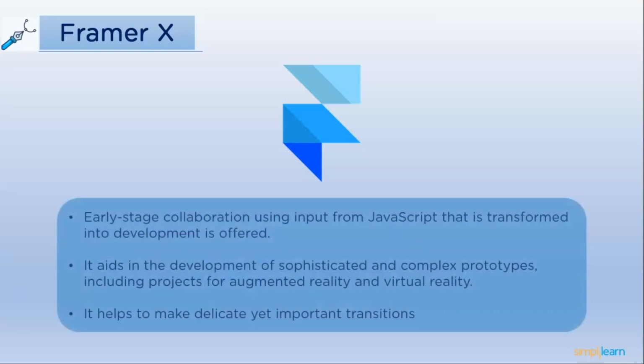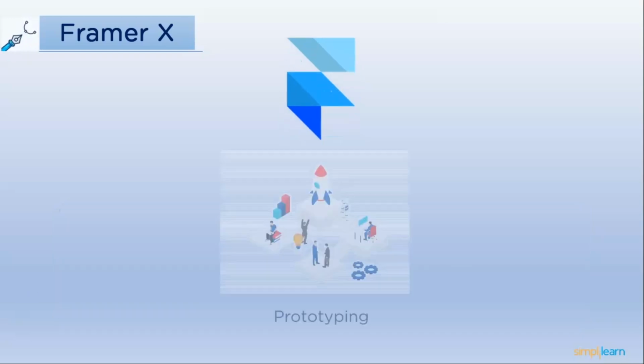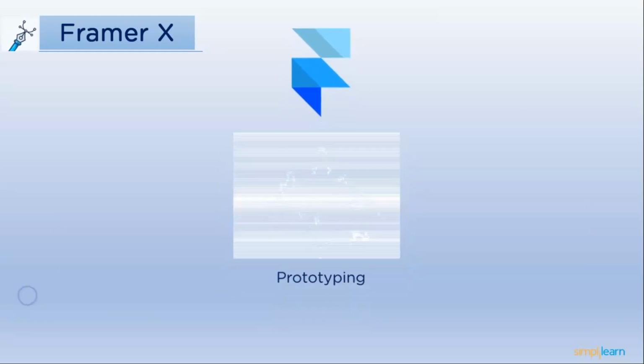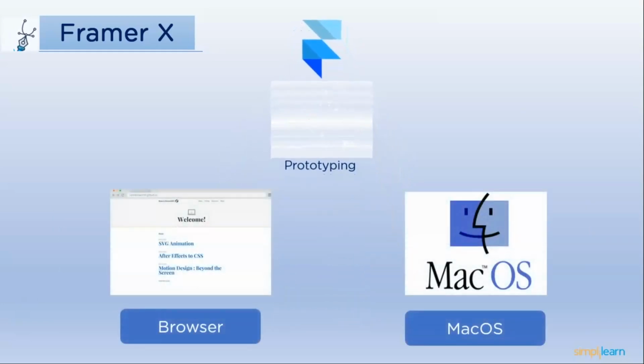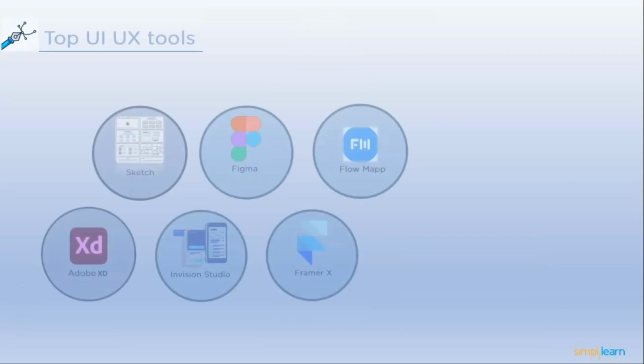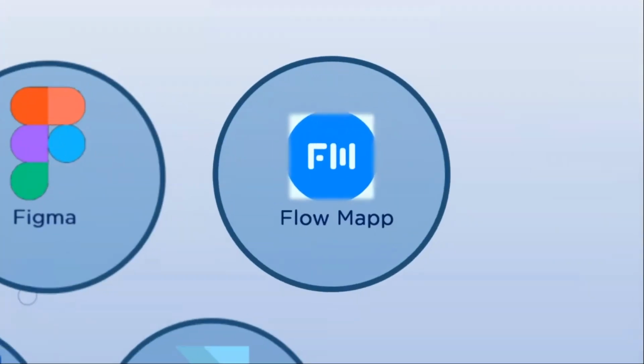Some of its features: it provides collaborative early-stage creation input from JavaScript, and it supports the development of complex and advanced prototypes, including projects for augmented reality and virtual reality. It aids in establishing minor yet important transitions, and it is good for prototyping, and it works on browser and macOS. And the sixth one is Flowmapp.